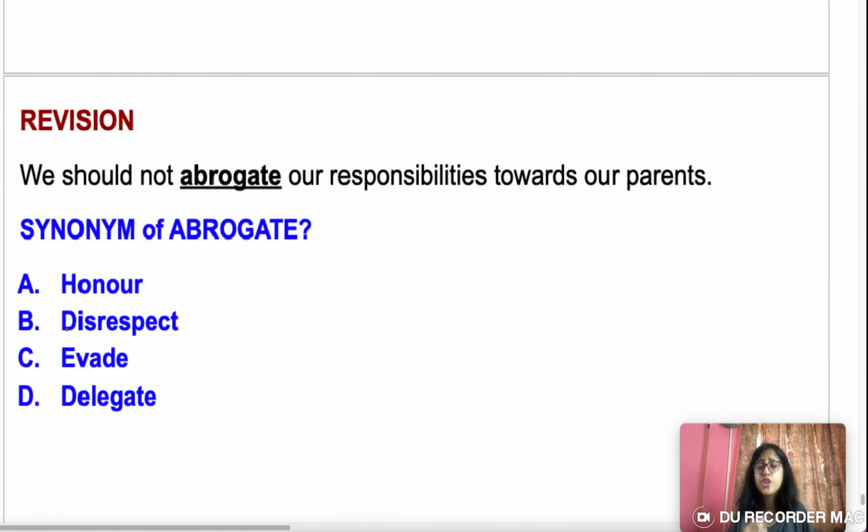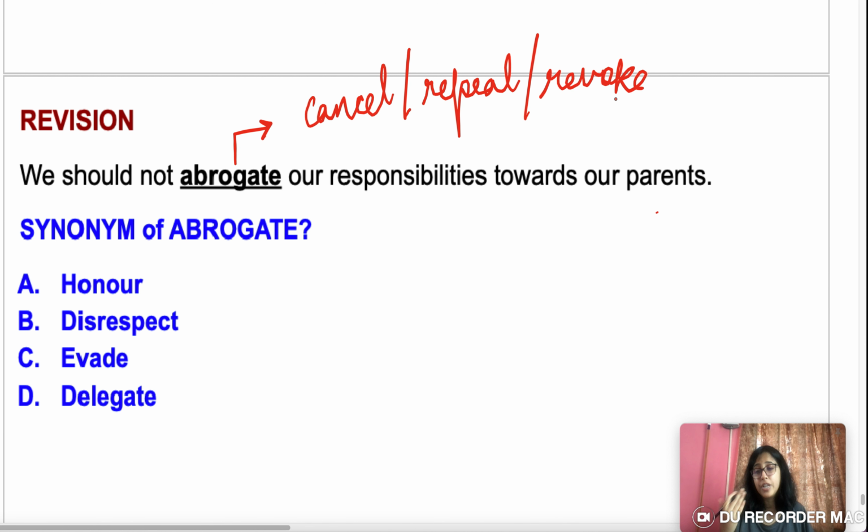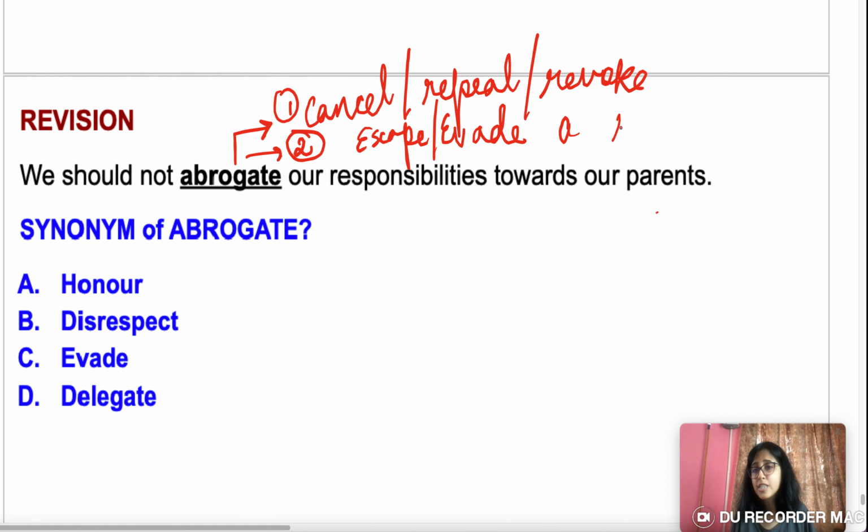Next. We should not abrogate our responsibilities towards our parents. So what is the synonym of abrogate? Try to answer the question in your mind. After that, listen to what I say. Abrogate means to cancel or repeal or revoke an agreement, a contract or a law. This is the first meaning. The second meaning is to escape or evade our responsibility. So we should not abrogate our responsibilities towards our parents, which means we should not evade our responsibilities.